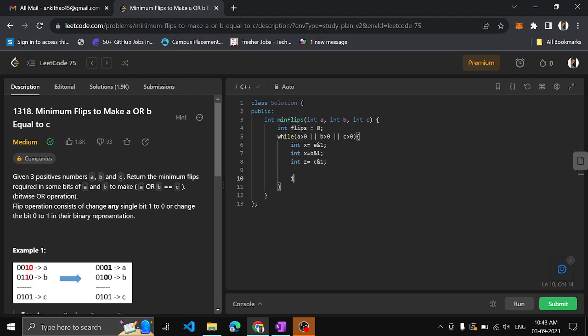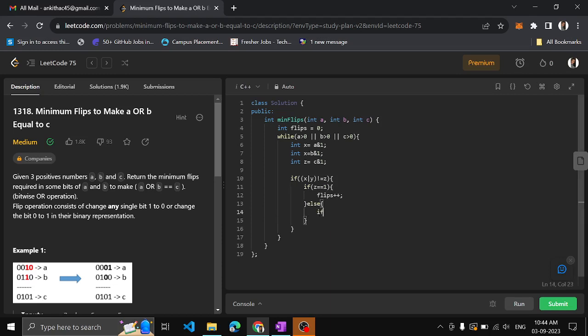Next, check if z equal to 1. Okay, not before that, you have to check if x OR y is not equal to z. If it is equal to z, nothing has to be done. No flipping is required. Let it be as it is. If it is not equal to z, then you have to check if z equal to 1, then one has to be flipped, right? Because if both of them are 0 only, it is not equal to z. So one of them we can flip to get it as 1.